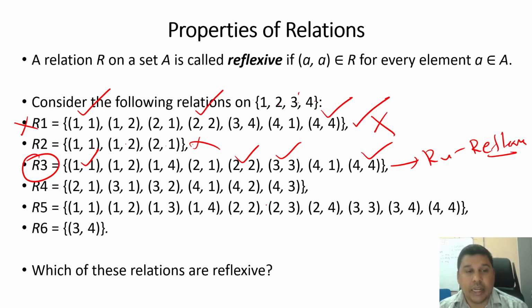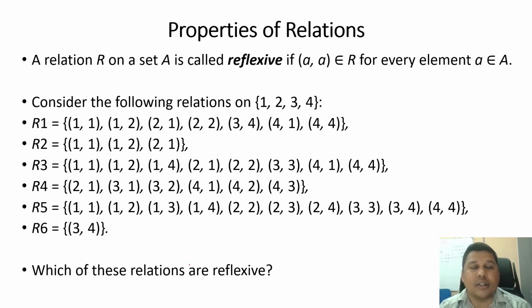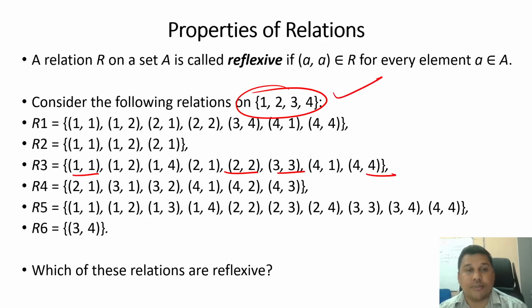Okay, that way you have to find out for a given set of ordered pairs, which relation R is having the reflexive property. What is reflexive property? If there are 4 elements, then there should be ordered pairs with the same element. Okay, like this 1, 1, 2, 2, 3, 3, 4, 4 because we have 4 elements.